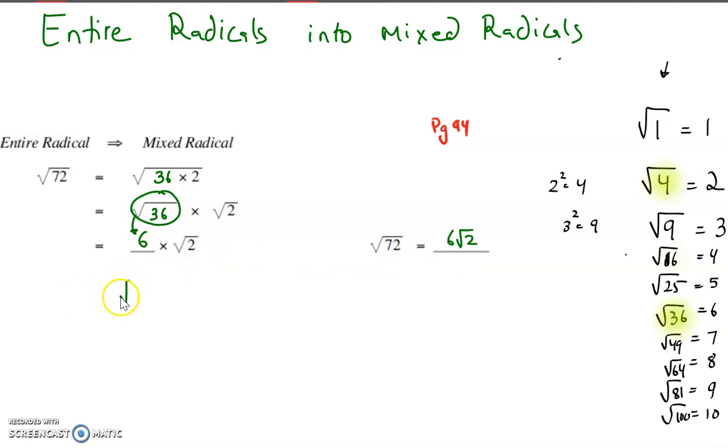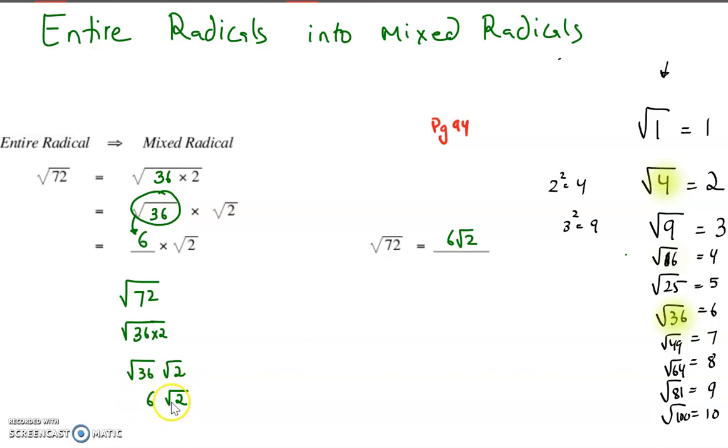So again, when you did this, you wrote this as 36 and 2. You can skip this step if you like to and go straight to this one. So you're writing this as a product of a perfect square root and a one that can't be written as a perfect square root. And this gives you 6, and this will leave you with square root 2. So this is called a mixed radical, where this is a coefficient and there's a radical part to it.